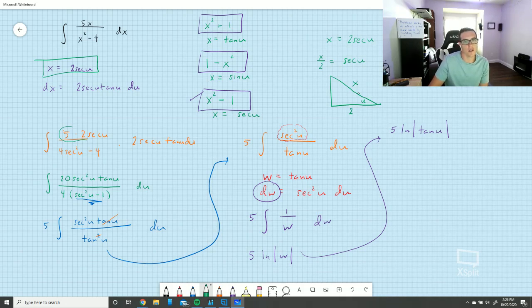So now we can just find the tangent of that. The tangent of that is, well, we need the adjacent side. So we got to use the Pythagorean theorem. And we're going to get x squared minus 4. And that popped up in the original. That means you're on the right track.